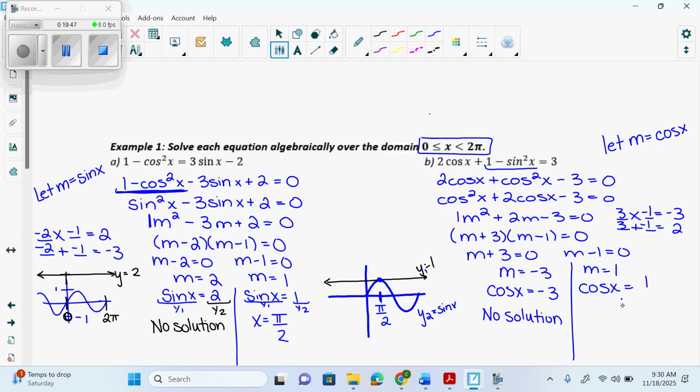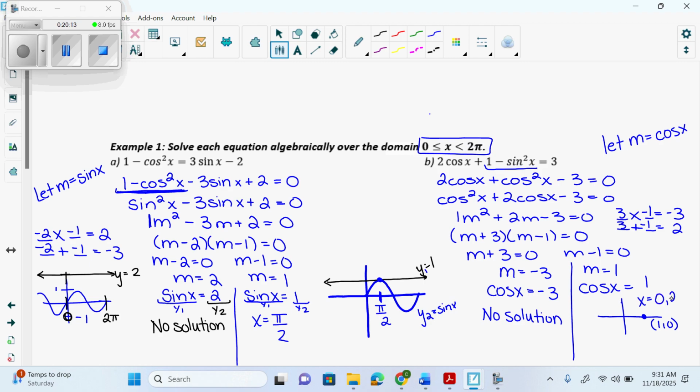And where does cos x equal 1 on the unit circle? This is (1, 0), correct? Cos is x, sine is y. So it's at 0 degrees. Now we have to ask ourselves, it's 0 degrees and 2 pi. It's radians, so it's 0 and 2 pi.